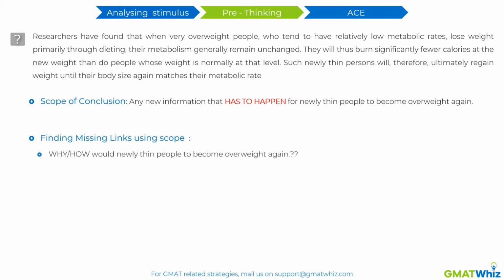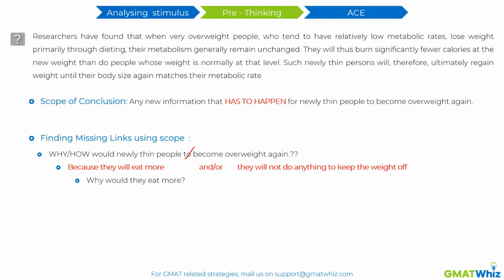Why or how would newly thin people become overweight again? Well, the simple answer would be that maybe they will eat more, and or maybe they will not do anything to keep the weight off. They were dieting, right? So maybe they're not going to continue dieting, or maybe they'll not start exercising or anything else. Why would they eat more? Because they probably won't stick to their earlier diet. This is as far as I could think in that given moment of time. Nothing else comes to my mind. But I know that these are the kind of answer choices that I'm looking for. And even if I don't have any answer choice matching these, I know that I have my scope and I want to try to fit my answer choice within this scope.